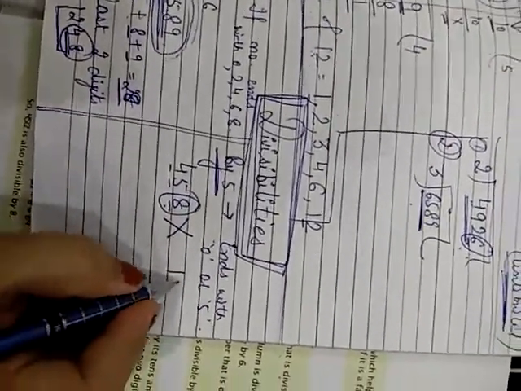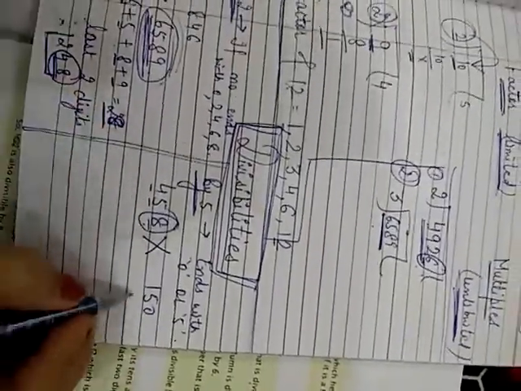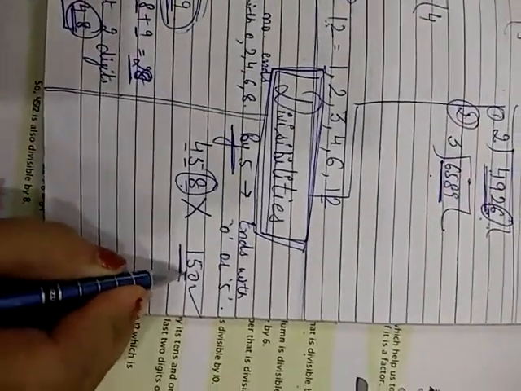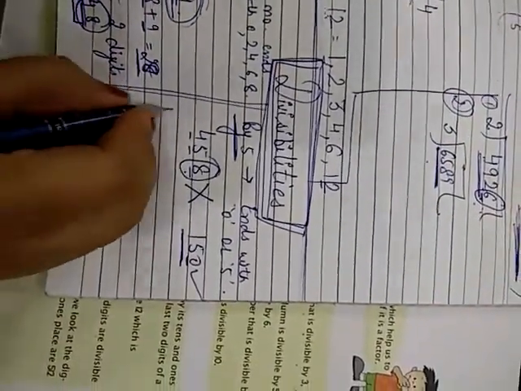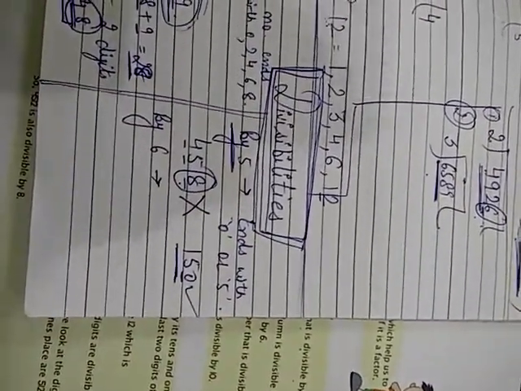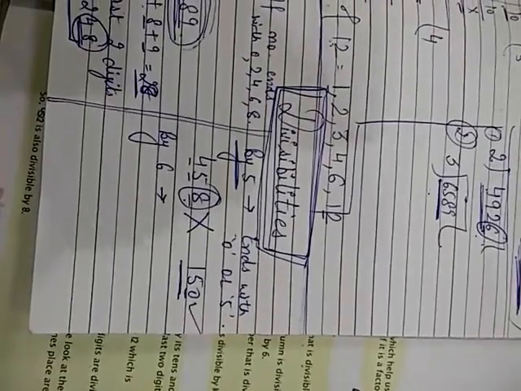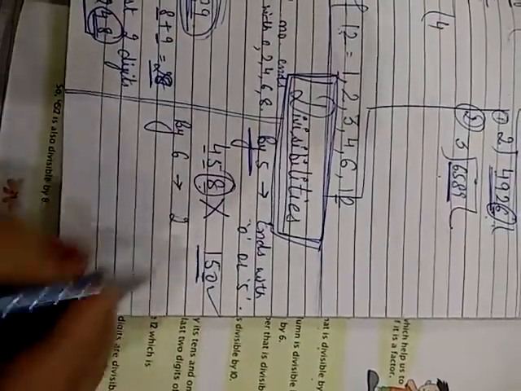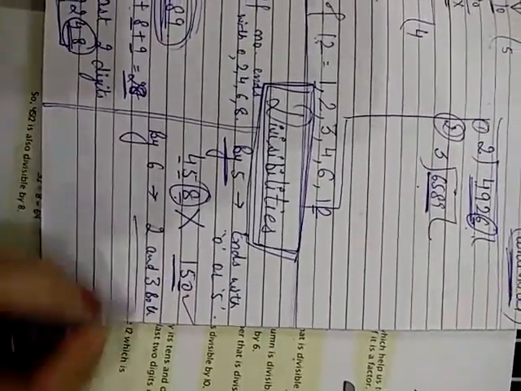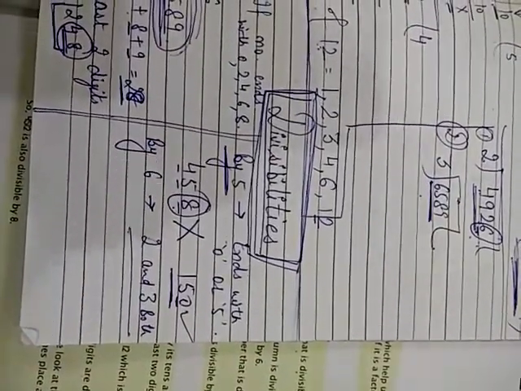But if I ask you about 150, is this number divisible by 5 or not? So you will say yes, it is divisible by 5 because it ends with 0. Now divisibility of 6. What is the divisibility of 6? If the number is divisible by 2 and 3 both, then that number is divisible by 6.